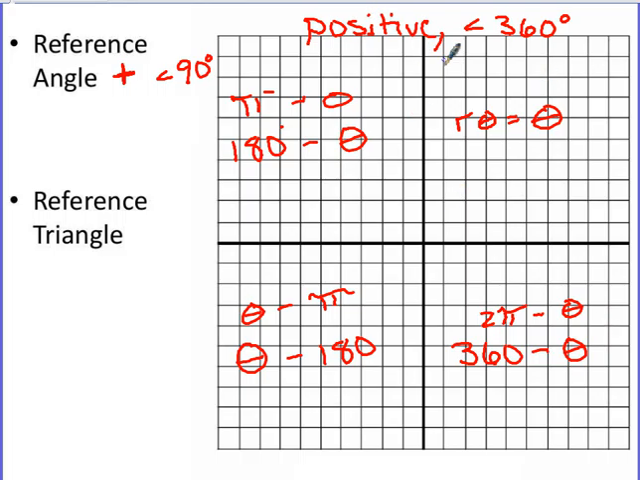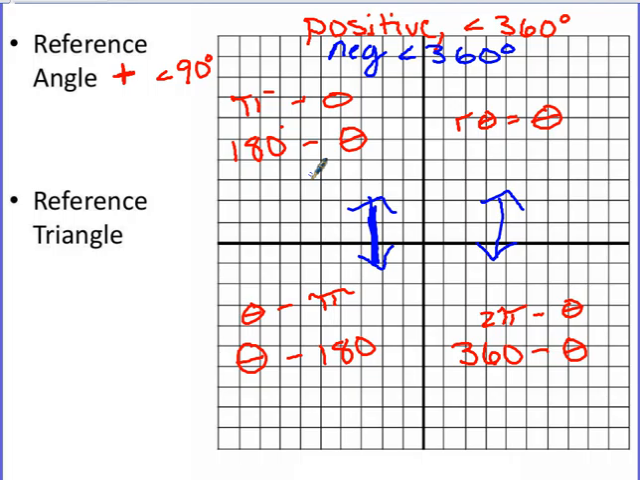To make this work for negative angles, negative angles less than 360 degrees, what you're going to have to do is switch the top and the bottom of the chart. So this goes to quadrant 4, this goes to quadrant 1, this goes to quadrant 3, this goes to quadrant 2. We're switching the top and the bottom of the chart.